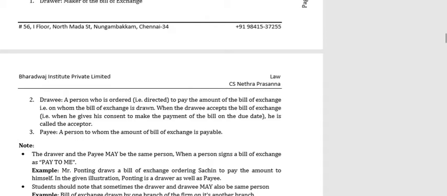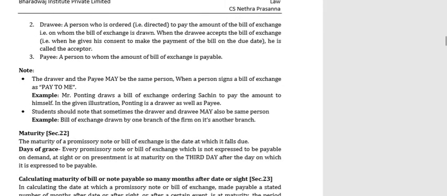When I take up a bill of exchange, the drawer and the payee may be the same person also. Pay to me. For example, Mr. Ponting draws a bill of exchange ordering Sachin to pay an amount to himself. In this illustration, Ponting is the drawer as well as the payee. Sachin alone is the drawee here. Clear, friends? Yes. Now, in a bill of exchange, the acceptance is given by the drawee in writing. I will have to write accepted.